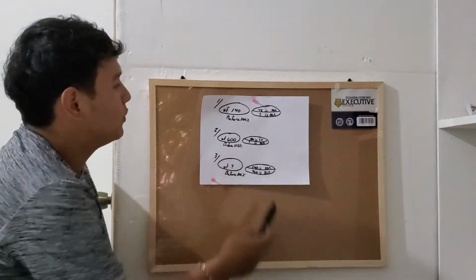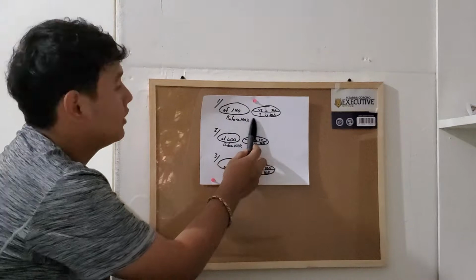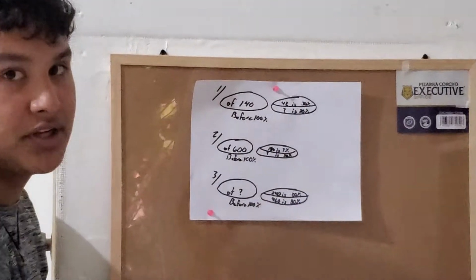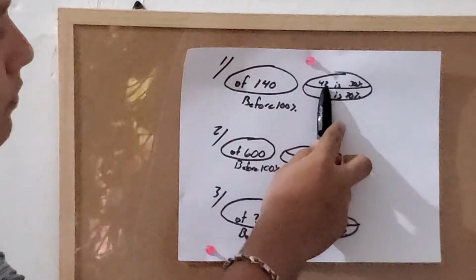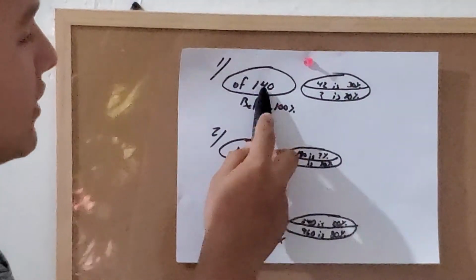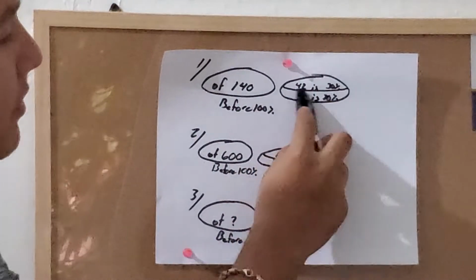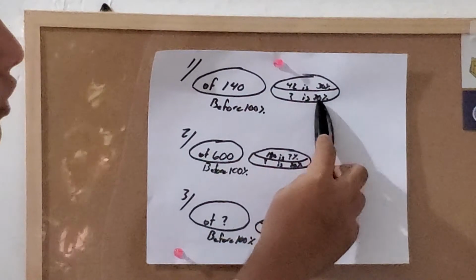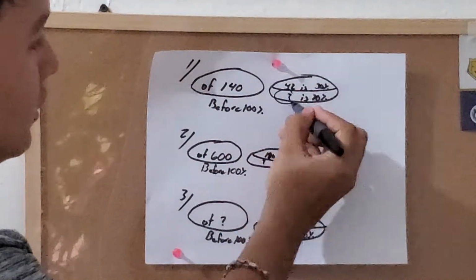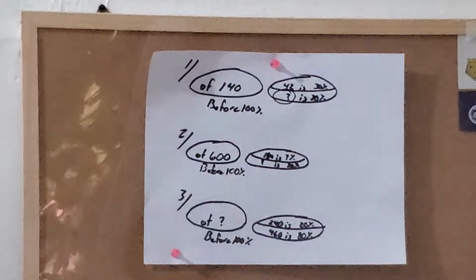In this problem, we have a whole number of 140 and another number that says 42 is 30%. So 42 is a number less than the whole number. In the next part of the problem, we're missing one number, and we also have the percentage. So we have to find this number. How can we find it?